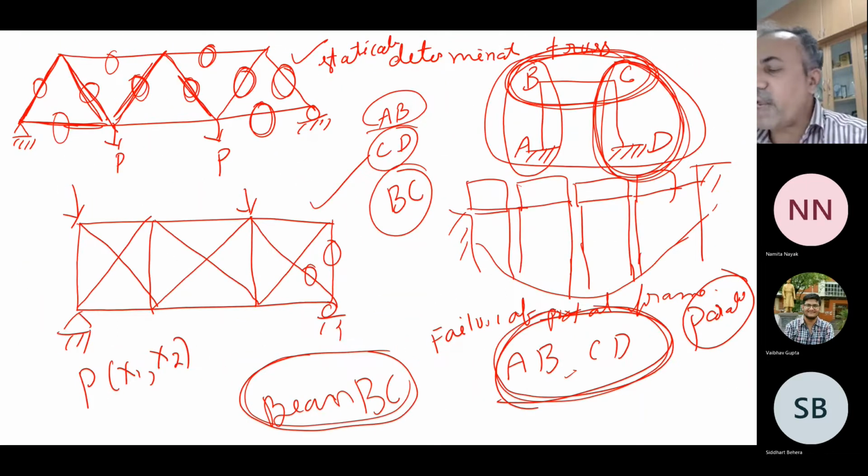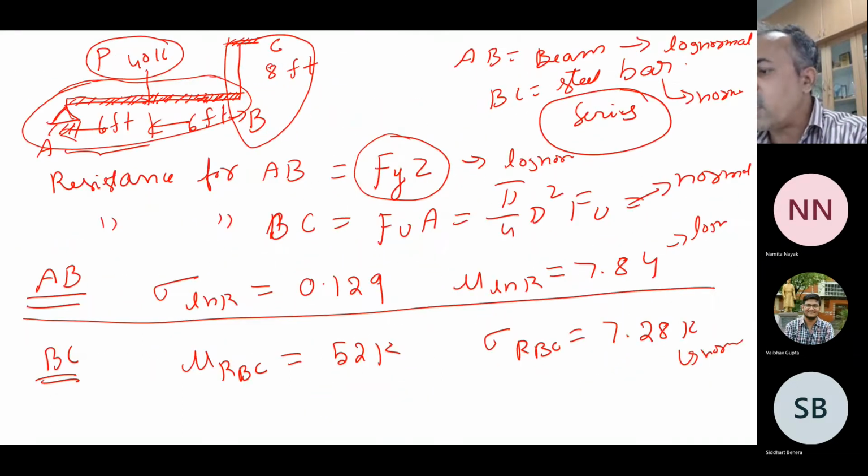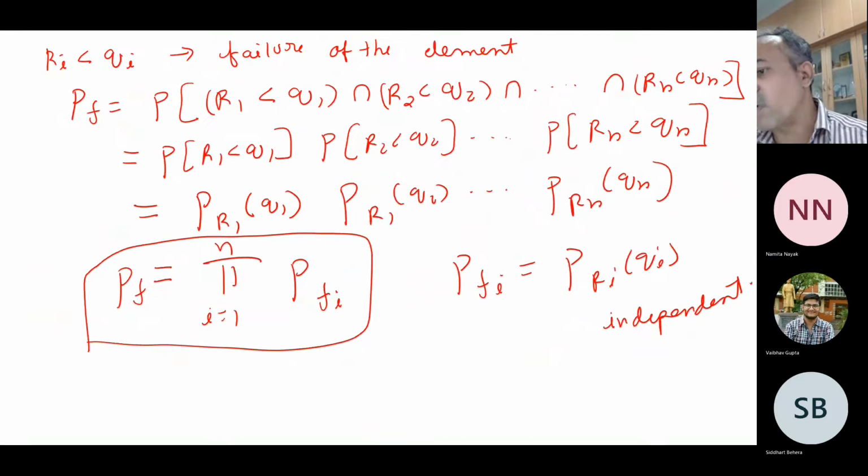Like you see, suppose you take a truss, and suppose this member fails. The failure of this member may depend on the failure of this member also, or the failure of this member also. You followed? So that dependency may be there. Including that dependency is a little bit complex, but assuming that all of them are independent of each other, these are the two simple expressions for series as well as parallel.